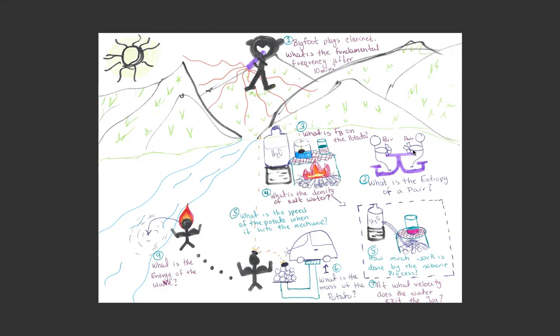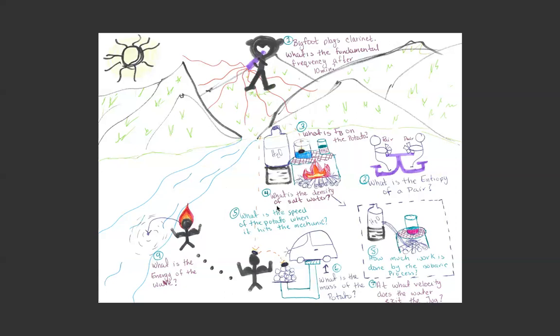So then the day goes on and something even worse happens. So they're cooking some potatoes here, and then they put it in some salt water. So since salt water is pretty dense, our potato is going to be floating. And we want to know what the force of buoyancy is on the potato.